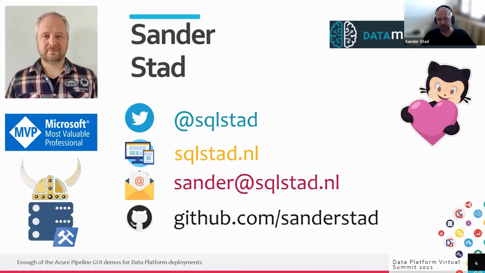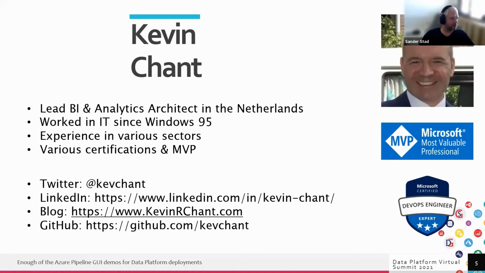And now back to Kevin, who has a slightly more complicated bio than me. So go ahead, Kevin. Well, thank you very much for that, Sander. And yeah, on that note, my name is Kevin Chant. I'm a lead BI and analytics architect living in the Netherlands. However, as some of you might be able to pick up from the accent, I'm originally from the southwest of the UK. However, I live in the Netherlands due to the fact my wife is Dutch. So basically, I'm an Englishman living in the Netherlands, working for a French-based company because he met a woman in Australia. Now, whenever I say this out loud, I realize why Sander thinks this is complicated.